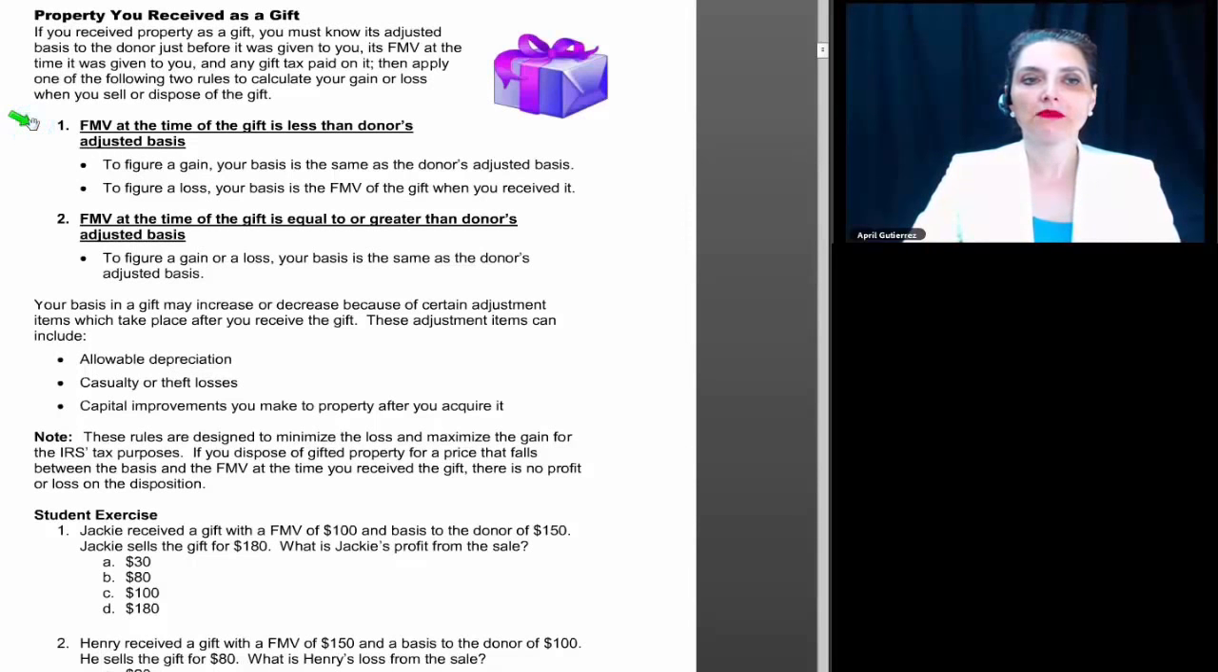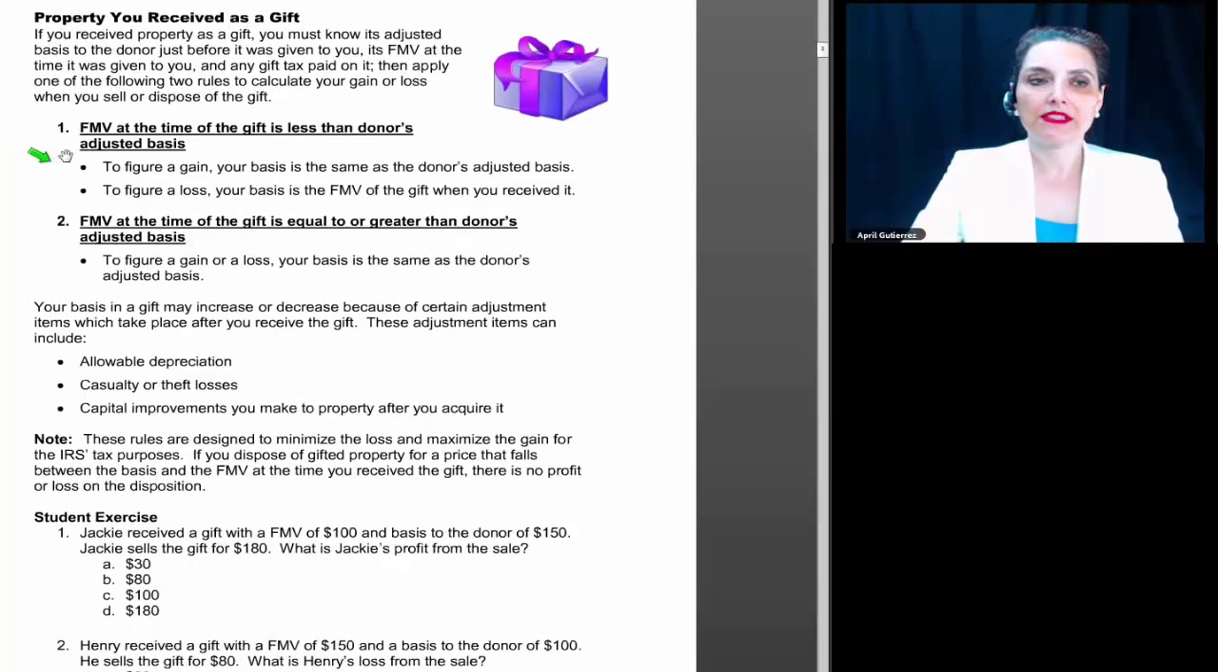The first one is that the fair market value at the time of the gift is less than the donor's adjusted basis. So if I give you a comic book that I paid $500 for, but the value of the comic book has dropped. There's kind of been a slump. The comic book market is soft. So even though I paid $500 for it, the value has dropped to $300. Then I have a situation where the basis to me, the donor, is more than the fair market value at the time that I give it to you. In that type of situation, to figure a gain, your basis is the same as the donor's adjusted basis. And to figure a loss, your basis is the fair market value of the gift when you received it.